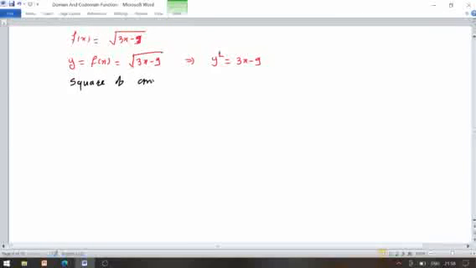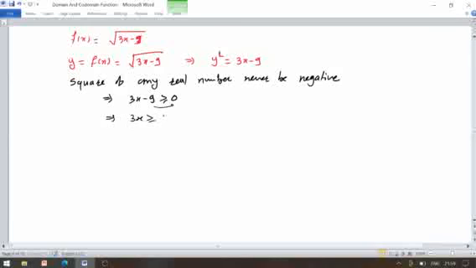So it is clear that the square of any real number can never be negative. That implies 3x minus 9 should be greater than or equal to 0. Let us simplify this inequality. Shift the minus 9 from the left-hand side to the right-hand side. We get 3x greater than or equal to 9. On shifting the 3, we have x greater than or equal to 9 by 3, meaning x greater than or equal to 3.